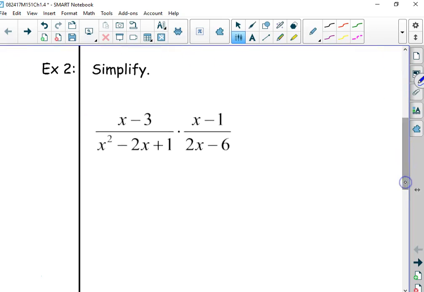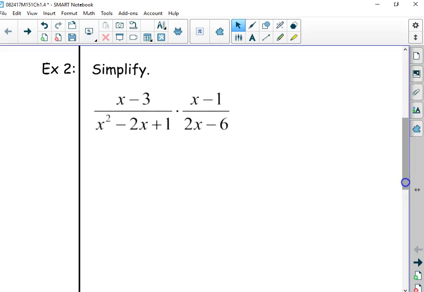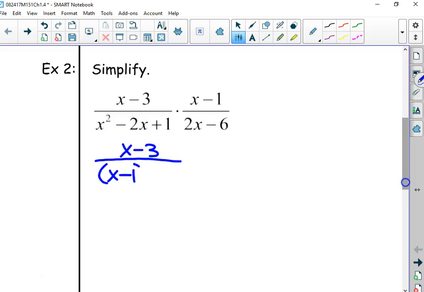Okay, on to example 2. Multiplication problem. We could have written it as all multiplication. What we're going to do is factor each fraction, see if we can reduce, and then just rewrite. Okay, x minus 1 times x minus 1. I'm not writing that as x minus 1 squared. It kind of helps me to see what gets canceled.